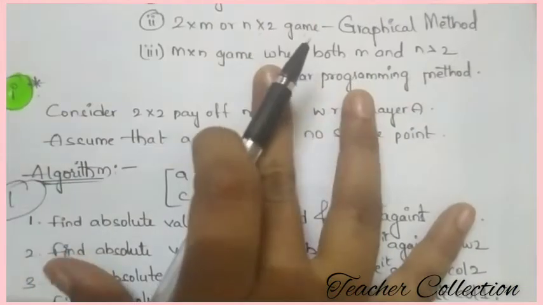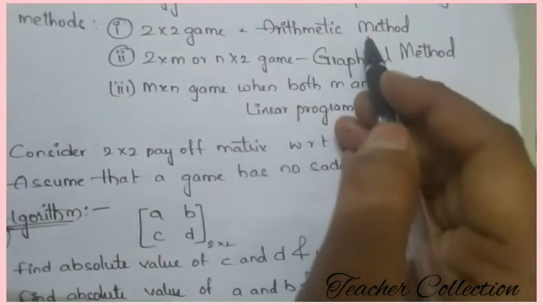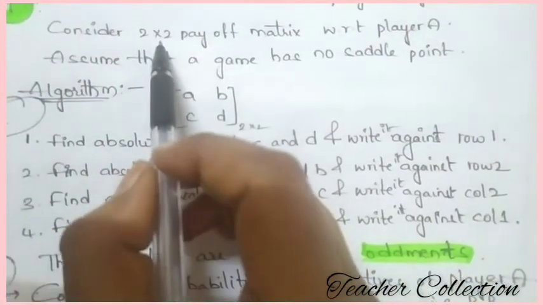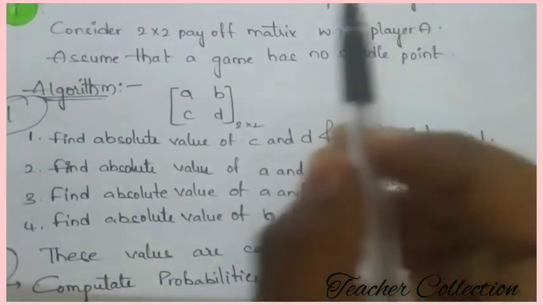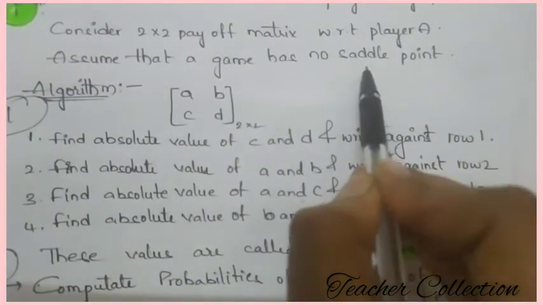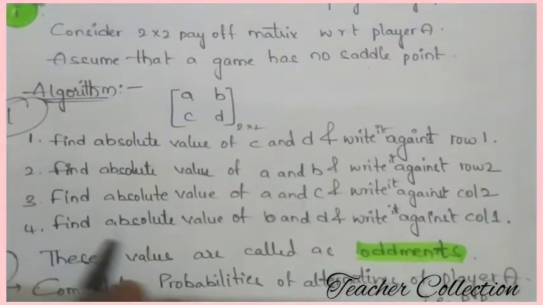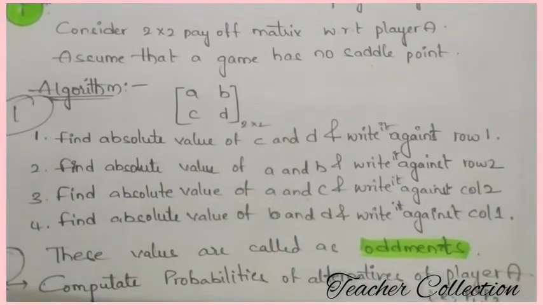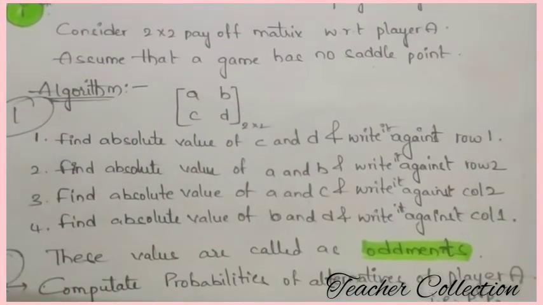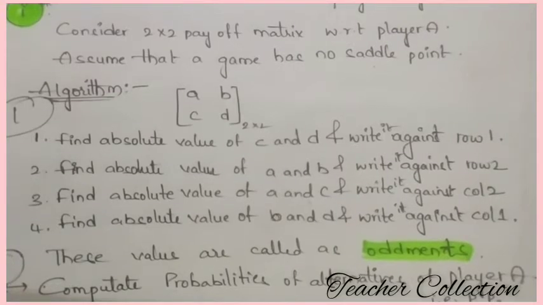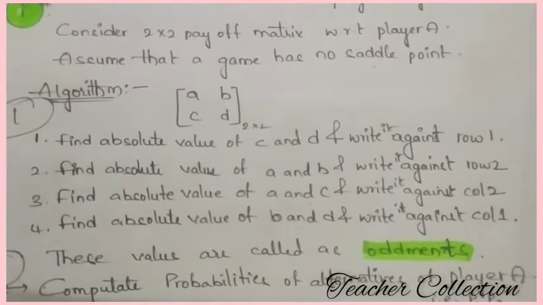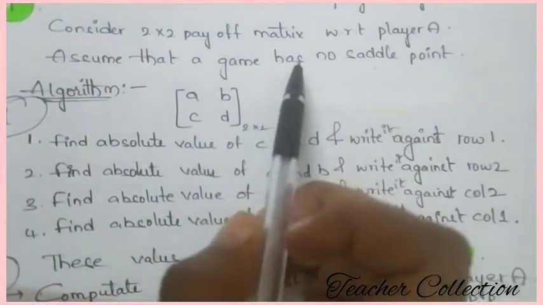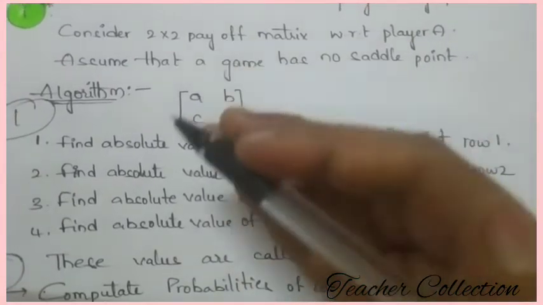In this video we are going to learn the arithmetic method, that is the 2 cross 2 game. For example, consider a 2 cross 2 payoff matrix with respect to player A. Assume that the game has no saddle point. These are the steps, very simple. For every problem, first we find minimax and then maximin. If both are equal, it is a pure strategy and we can write the answer directly. If they are not equal, the game has no saddle point, and then we follow these steps.